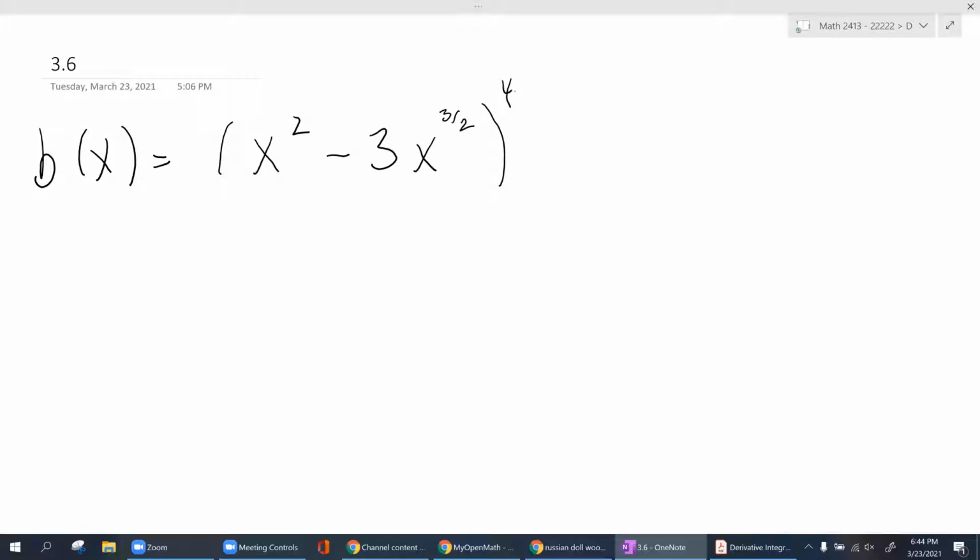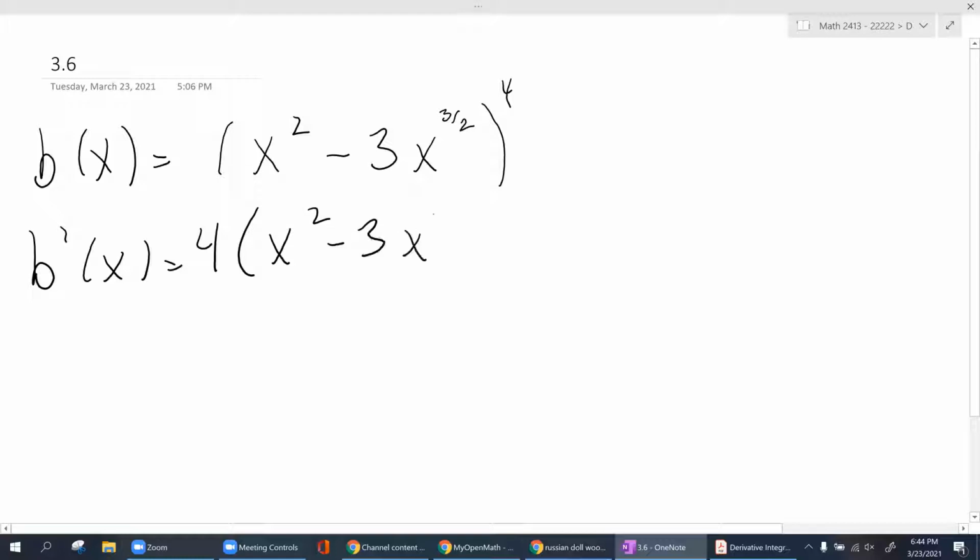All right, let's just say I'm dealing with a simple one. I have something like this. I'm going to go ahead and apply the chain rule. So b prime of x is equal to 4 times whatever's on the inside. The degree on the top is going to be minus 1. And do not stop here. You need the derivative of the inside.